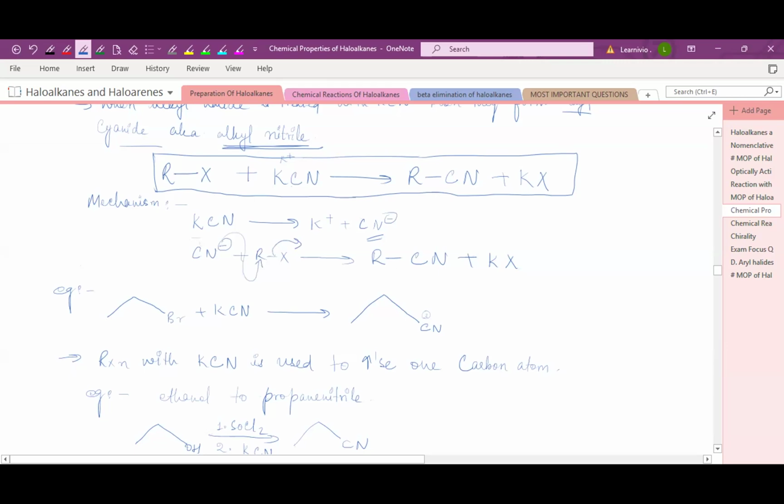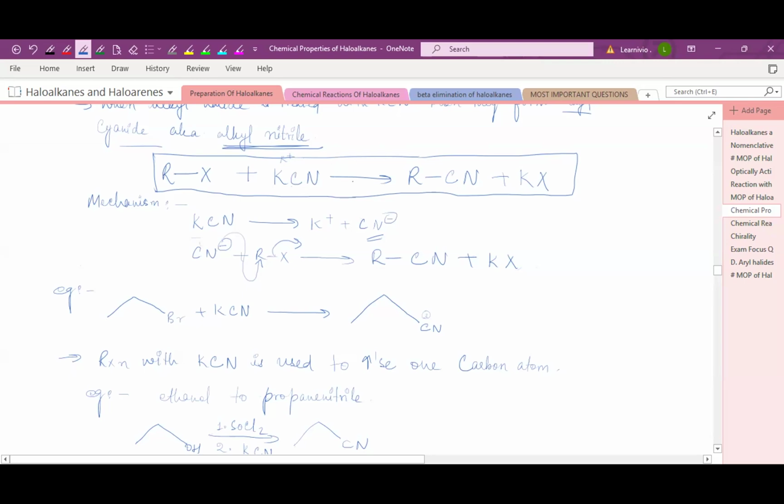In the alkyl halide, X is substituted by your CN, cyanide. The attachment has to be from the carbon side, not from the nitrogen side. You will attach the alkyl group to the carbon side, so it will give you an alkyl cyanide plus your KX. So what is the reason? Because this KCN is ionic in nature, so it will dissociate to form K plus and CN minus.